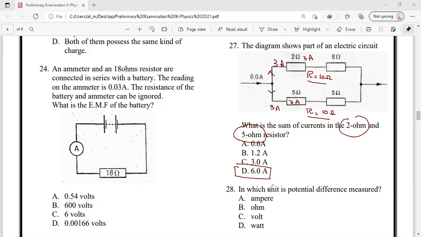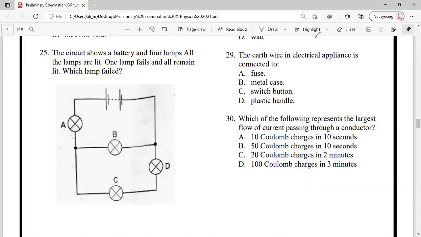Question number 28 is the simplest question in which the unit of potential difference is asked. So the correct answer is option C. The potential difference is always measured in volts. Then we have question 29 and 30. The earth wire in electrical appliances is connected to which part of that appliance? So the correct answer is metal case. The earth wire is always connected to the metal case of the electrical appliance.